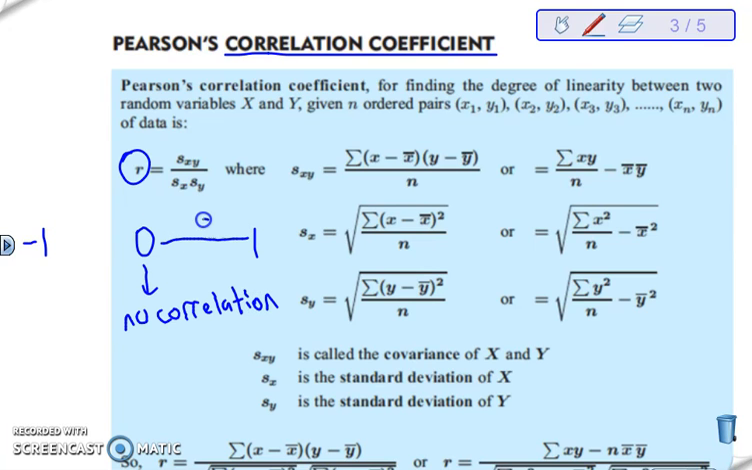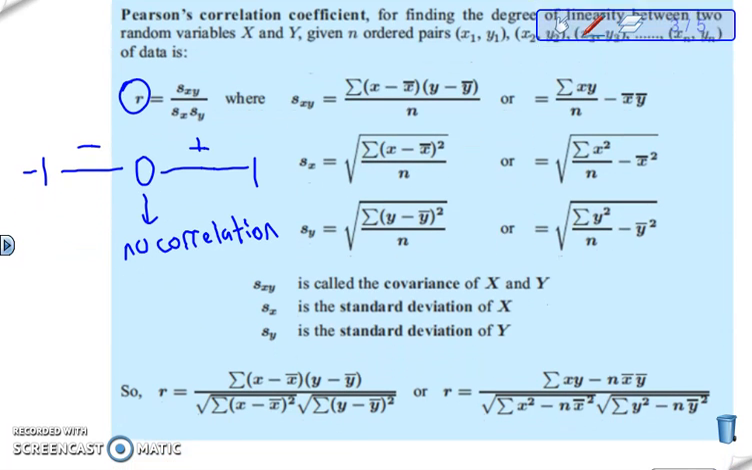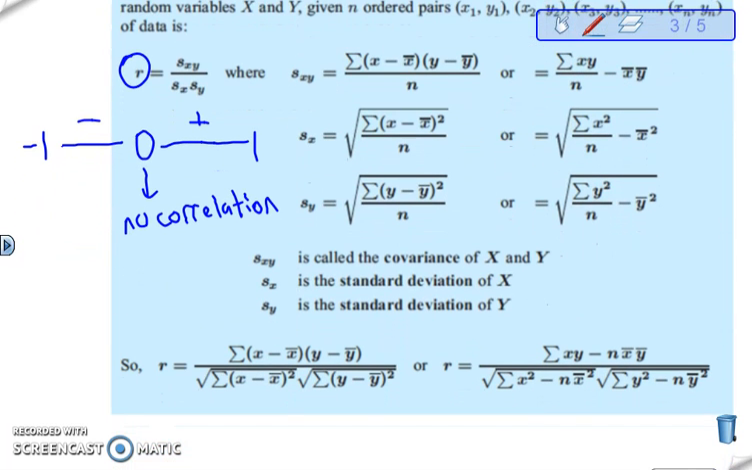Anything over here gives us a positive correlation. Anything over here gives us a negative correlation. So it doesn't matter what the number is, if that makes sense. As long as it's positive, it's a positive correlation. It could be 0.1, it could be 0.9. Same thing with negative correlation.